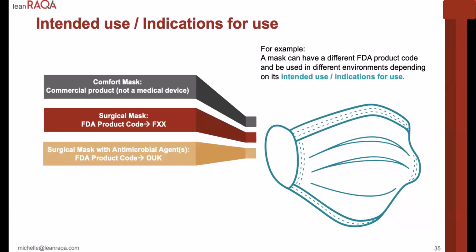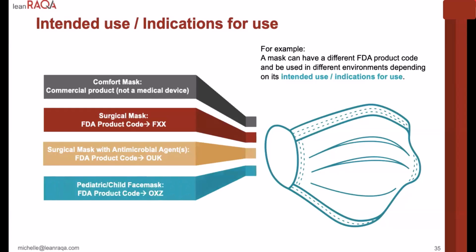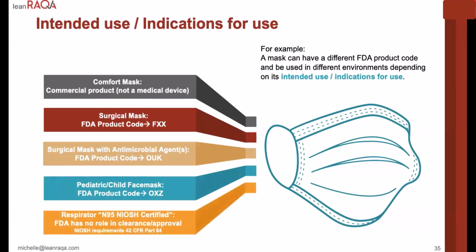You could say that this is a surgical mask with an antimicrobial agent, which is another product code because it has a different technological feature with that agent added. We could add a patient population with saying that this is for pediatric or children, and we have a third product code that we need to consider.